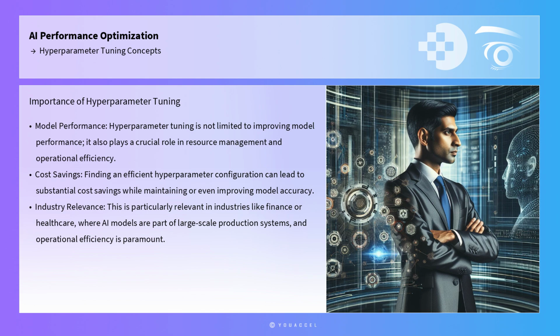Moreover, hyperparameter tuning is not limited to improving model performance. It also plays a crucial role in resource management and operational efficiency. An example of this is evident in the use of hyperparameter tuning to optimize the performance of AI models deployed in cloud environments. Given the cost implications of computational resources, finding an efficient hyperparameter configuration can lead to substantial cost savings while maintaining or even improving model accuracy. This is particularly relevant in industries where AI models are part of large-scale production systems, such as finance or healthcare, where operational efficiency is paramount.